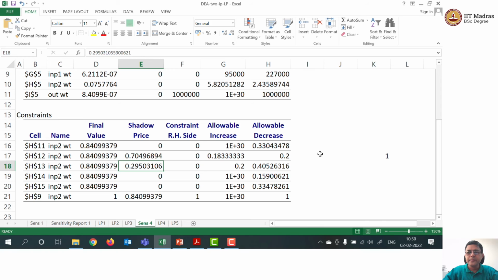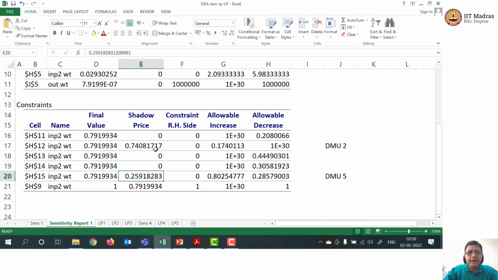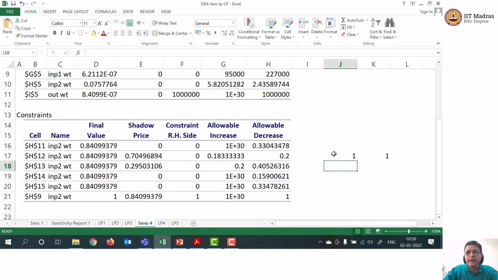If you add them up, this plus this, it is going to add up to 1, just like it added up for this. This was also 0.74 plus 0.259, which was 1. It is going to add up to 1 always. Now 0.74 and 0.295 are the dual variables. We are going to take them for our calculation.